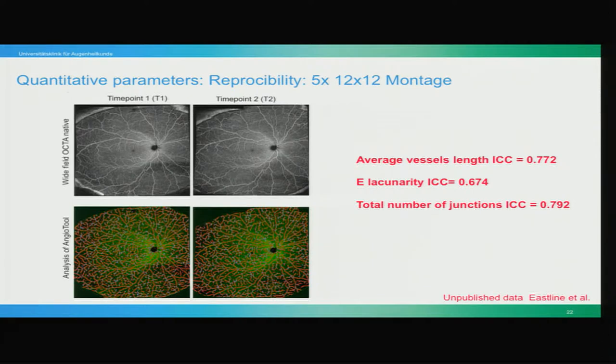All right, but you can also do quantitative assessments of the wide field images. And interestingly and very intriguingly, these parameters are very reproducible in terms of the average vessel length, the lacunarity, and the total number of junctions.